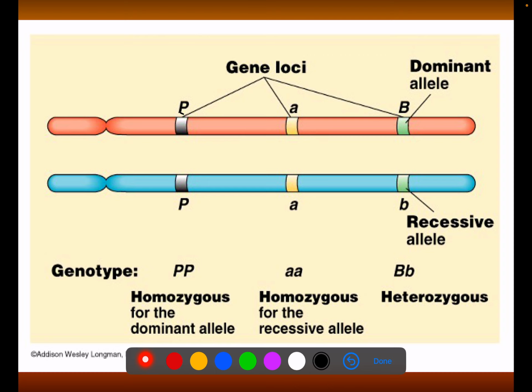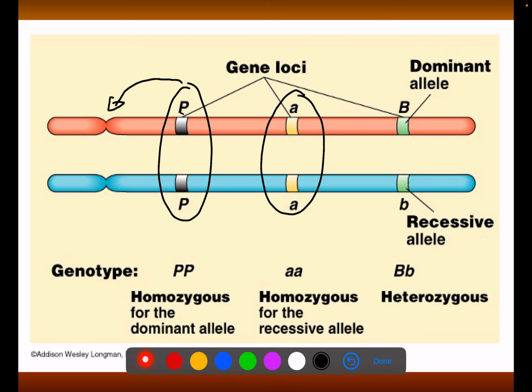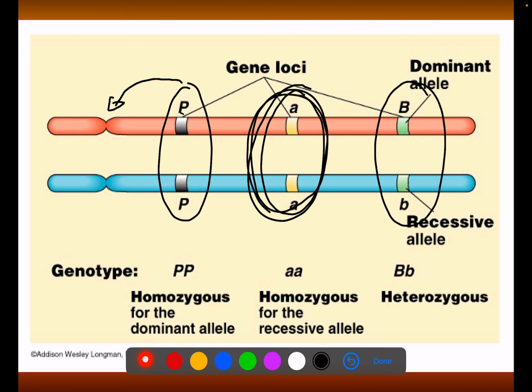Here's an example of genes on specific locations on a chromosome. The P's here, for example, are kind of close to the centromere, which is really, really off to the side. Not all chromosomes have a centromere right in the center. This A gene, I meant to say, is in the middle of the P and the B genes. And the B gene is located at the far end of a chromosome. Those are their locations, those are their loci.